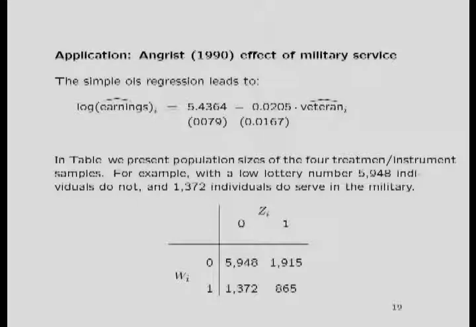Okay, so let me illustrate some of these things using Angrist's draft lottery example, taking some of these data. Here the interest is in the effect of serving in the military. This is data from the Vietnam War. The outcome of interest here is log earnings at some subsequent date. If you look at simple OLS estimates, you get the numbers there at the top of the slide.